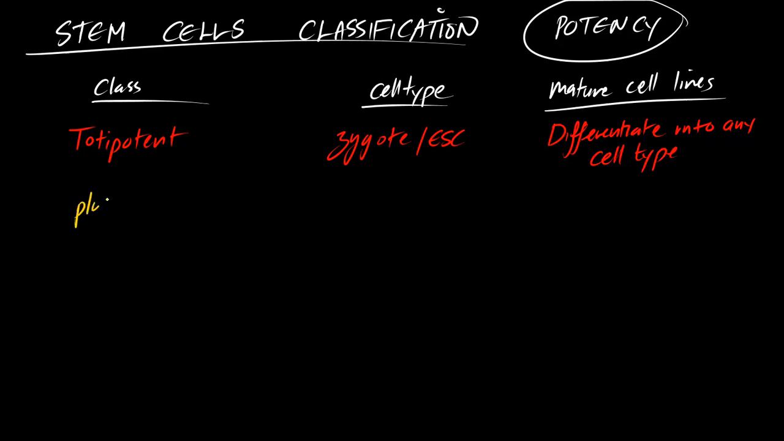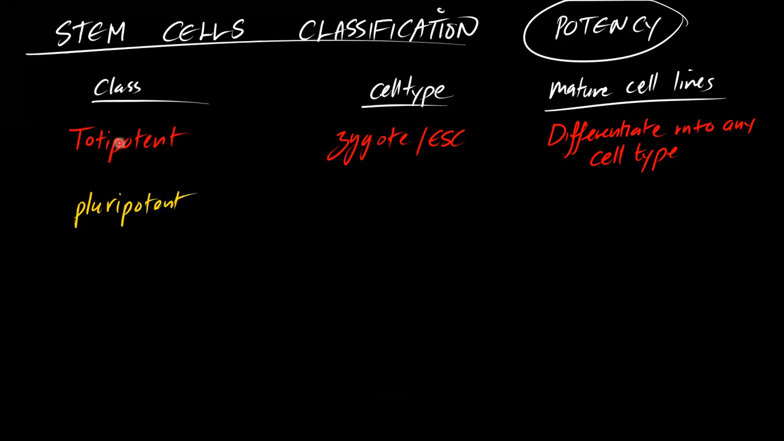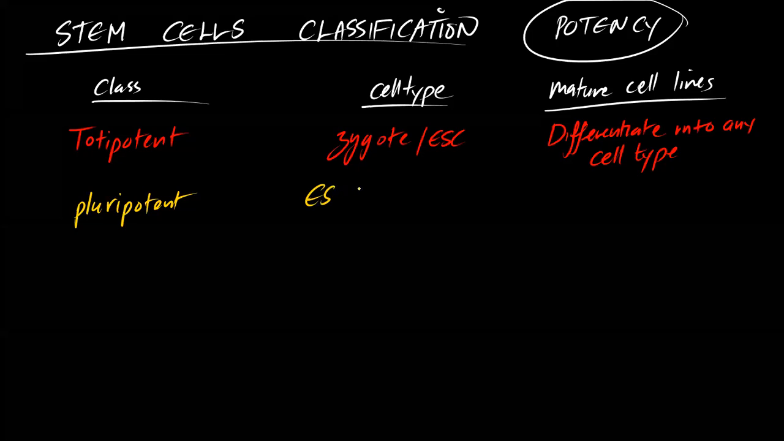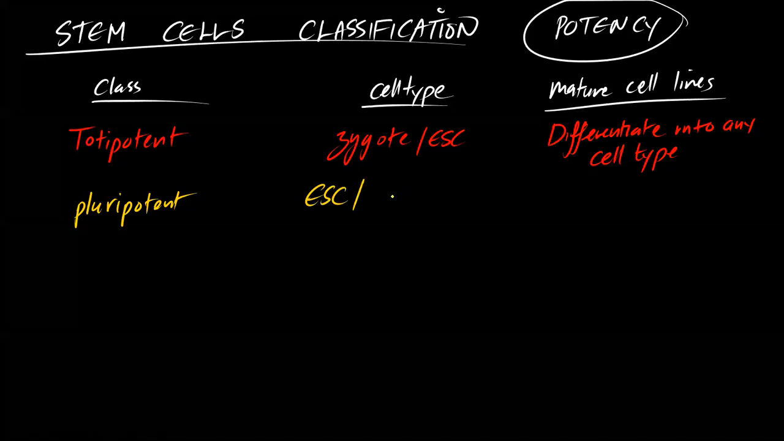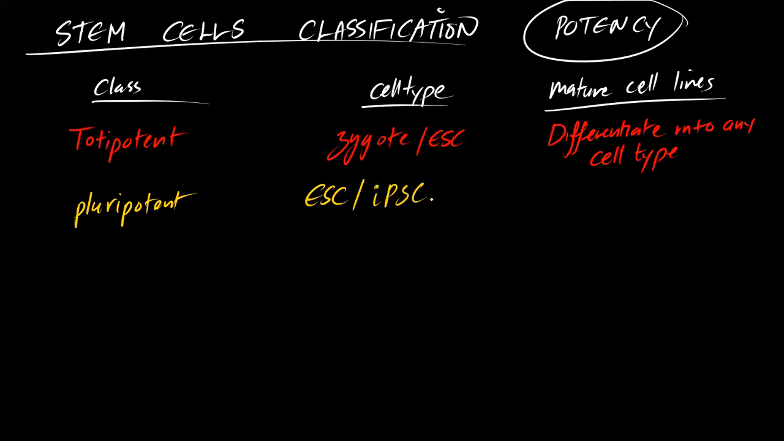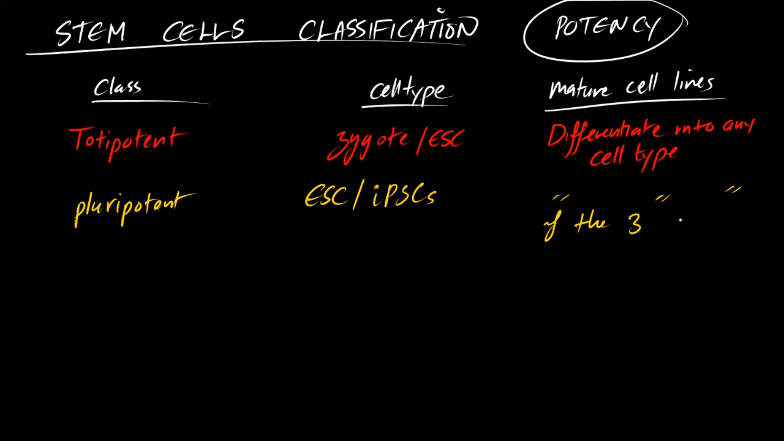The next classification is pluripotent stem cells. They have less potency than totipotent. Some embryonic stem cells are totipotent, and induced pluripotent stem cells, from their name, are pluripotent. They can differentiate into any of the three germ layers of the embryo.